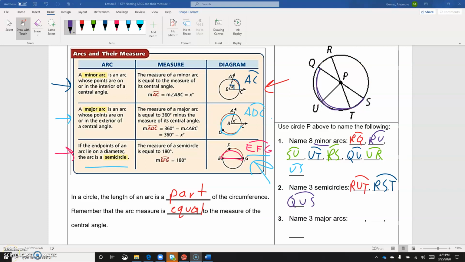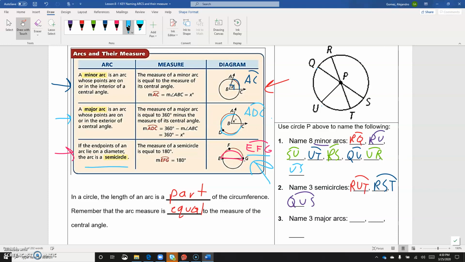Okay, hopefully you got yours correct. Yours might not be the same as mine, but that's okay. I did QUS. So look, Q to U to S. I could have said QTS as well, or STQ, or any sort of variation, so long as it's a semicircle. Now let's do the last one, major arc. Let me erase this. Let's start with this blue one. Remember, major arc is more than 180 but less than 360, so not the whole circle, but almost.